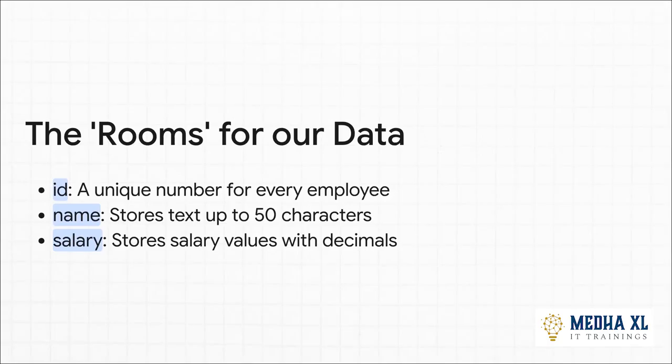A good way to think about this is that we're defining the different rooms inside our data house. The ID column is like giving every employee their own unique room number. The name column is the room that holds, well, their name. And the salary room is built specifically to hold their pay information, down to the cent. Each piece of data has its proper place.